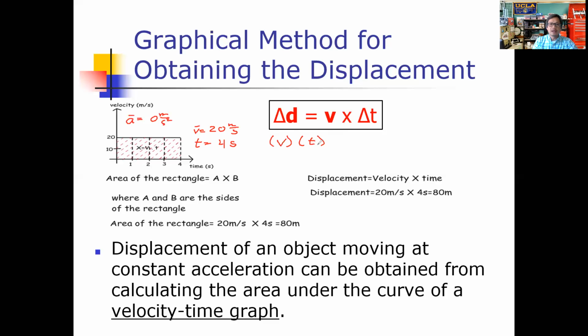Let's go ahead and plug it in. It will be 20 meters per second times 4 seconds. The number is 80. That's simple enough. However, do the unit analysis here. It's meters per second multiplied by seconds, and we get meters.